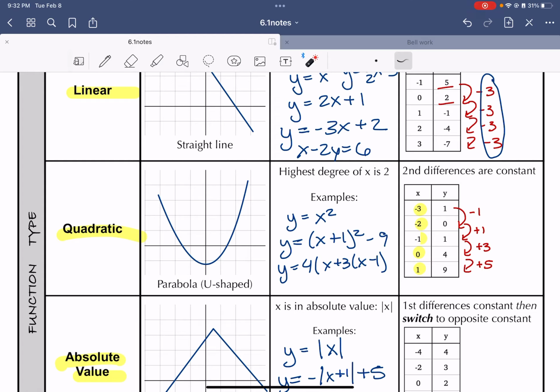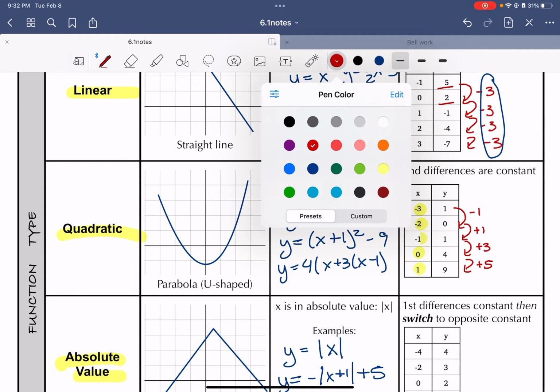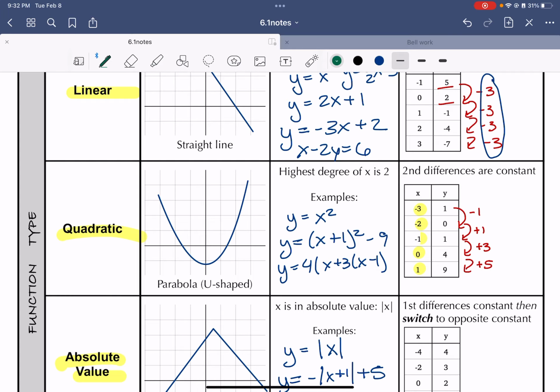But it says for quadratic, my second differences are constant. So what I'm actually going to do is I'm going to do the same thing again. Let me do it in a different color here. So now I'm going to find my differences again. So to get from -1 to +1, I had to add 2. And then to get from +1 to +3, I had to add 2. And from +3 to +5, I had to add 2. So now you see that when we've gotten our second differences, those are constant. So our first differences were not constant. That's in the red. Our first differences were not constant, but our second differences were. So that gives us a quadratic.